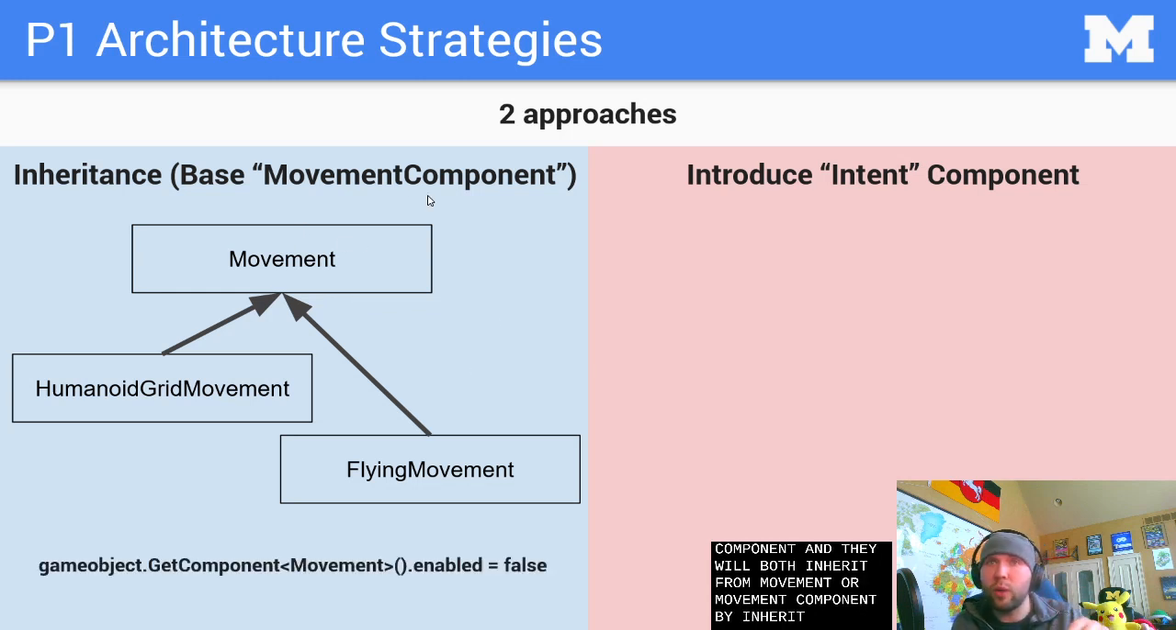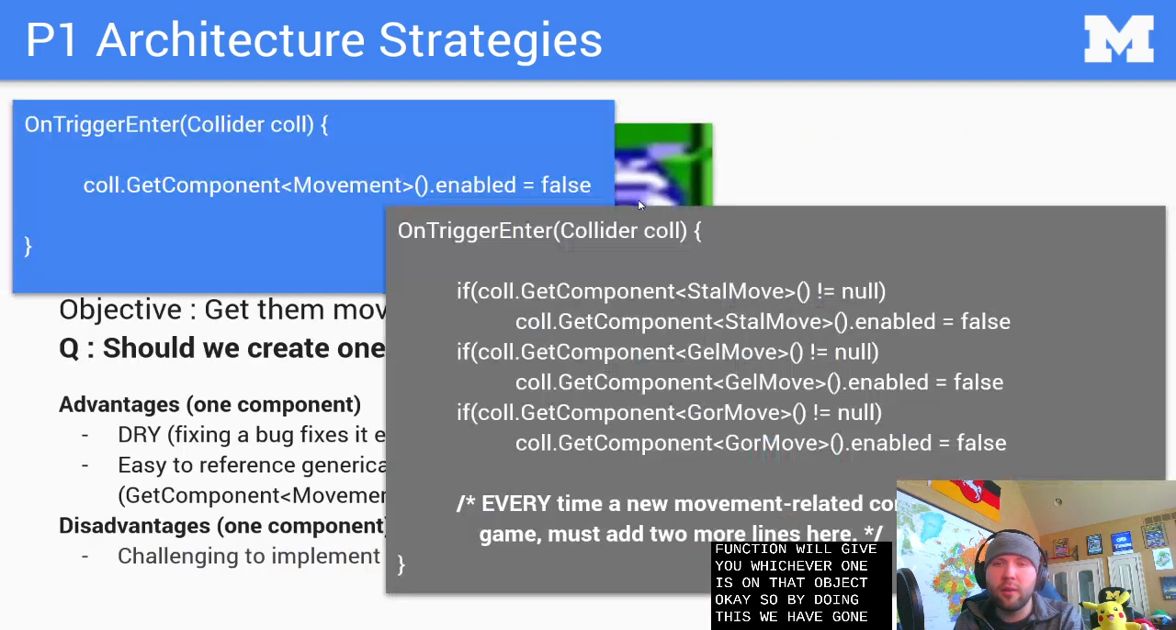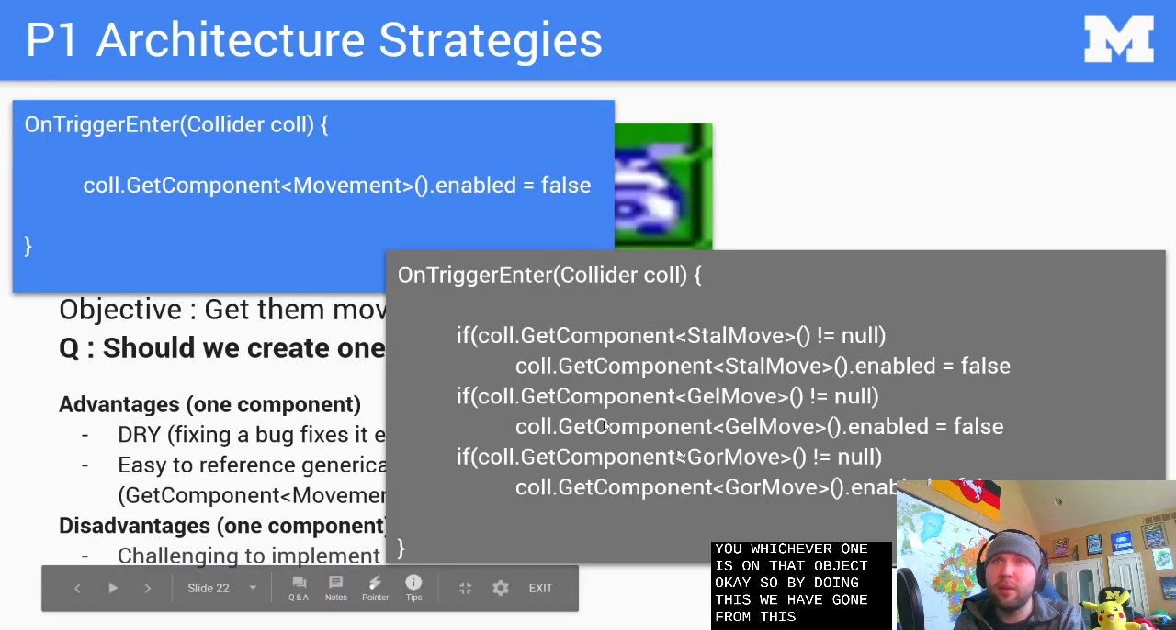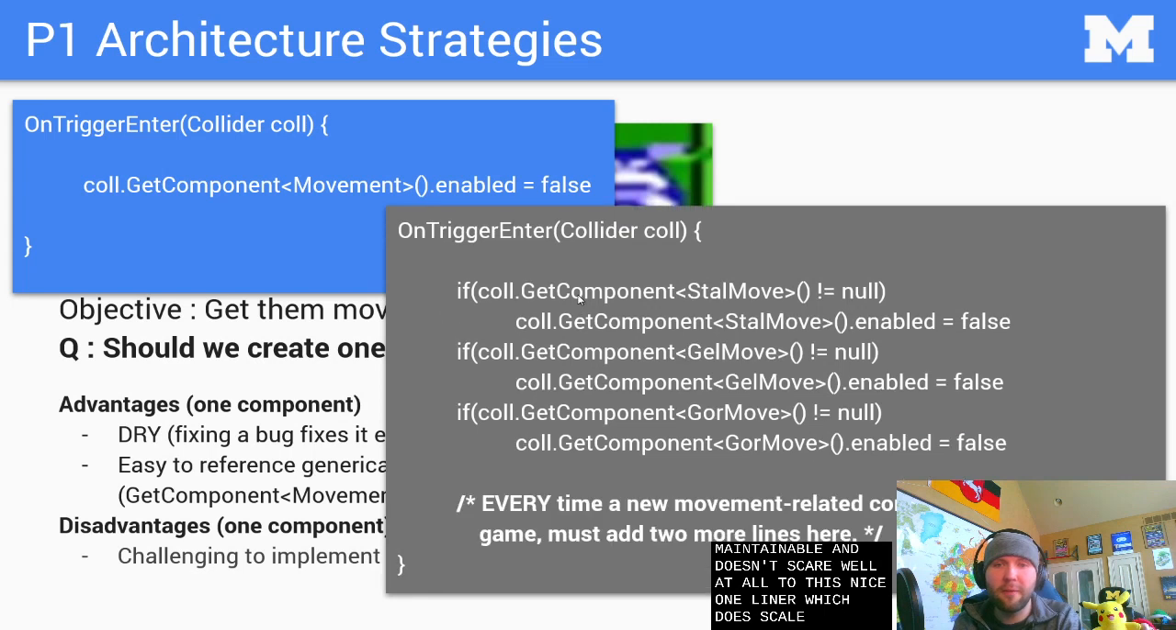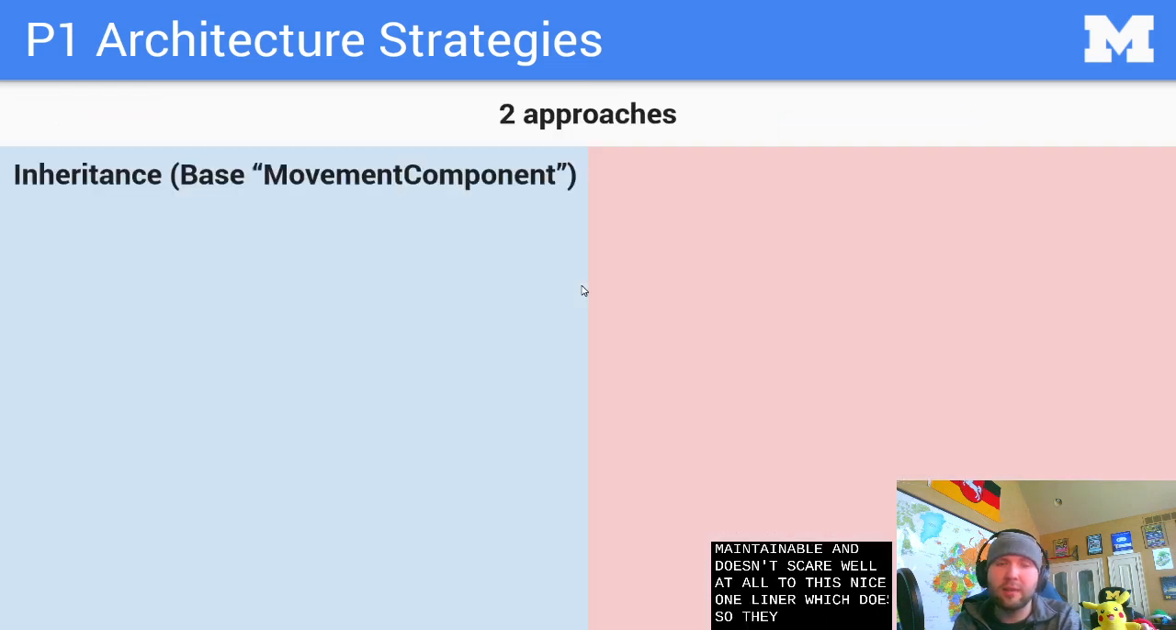By inheriting, what you can do, if you look in the bottom left corner, is you can just refer to the base class component, and the GetComponent function will give you whichever one is on that object, okay? So by doing this, we have gone from this setup, which is super unmaintainable and doesn't scale well at all, to this nice one-liner, which does scale, okay? So that's a really, really nice approach.